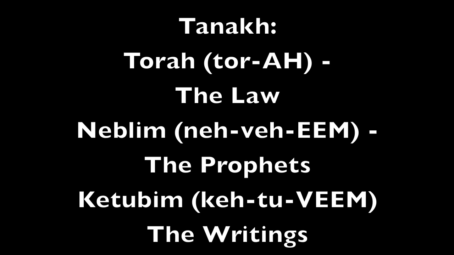Jews do not consider Daniel a prophet, so his writings are in the writings section of the Tanakh, along with Psalms and Proverbs. The three divisions of the Tanakh are Torah, Novi'im, the prophets, Ketuvim, the writings.